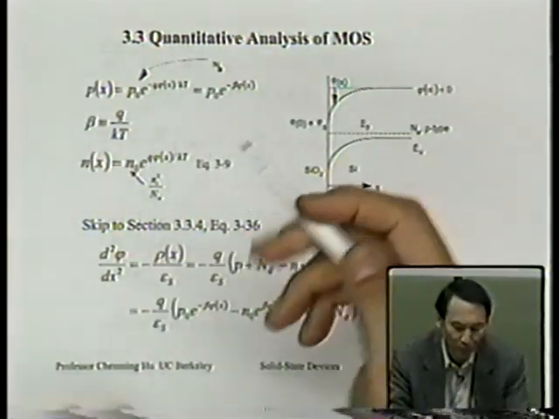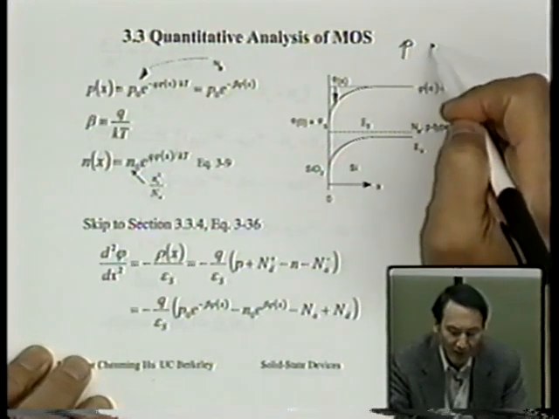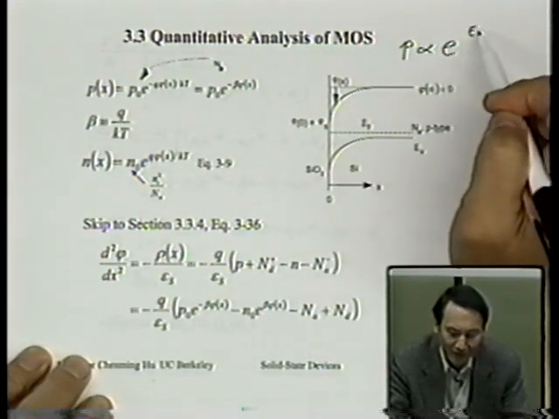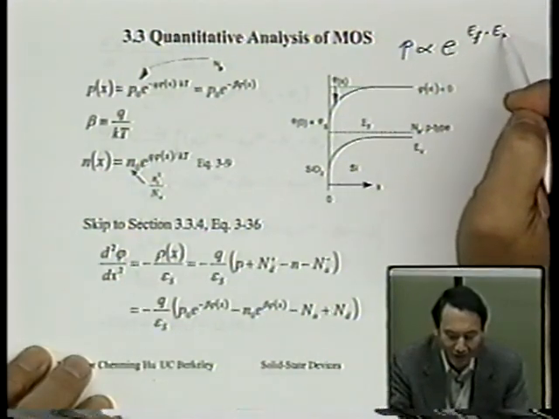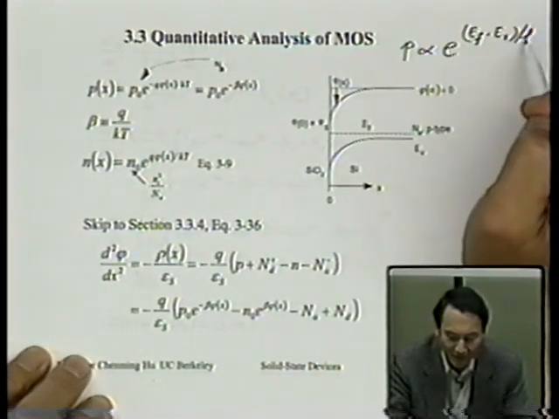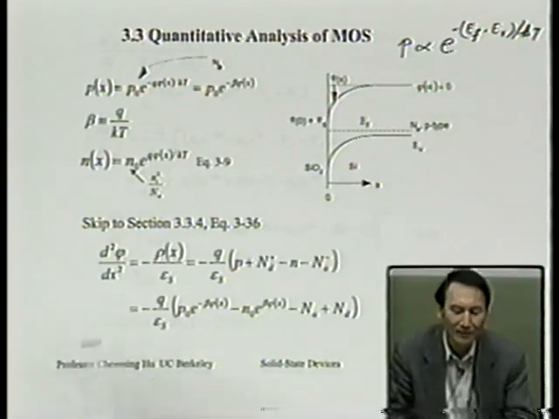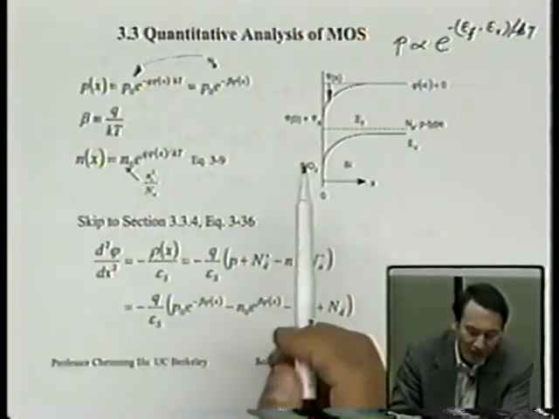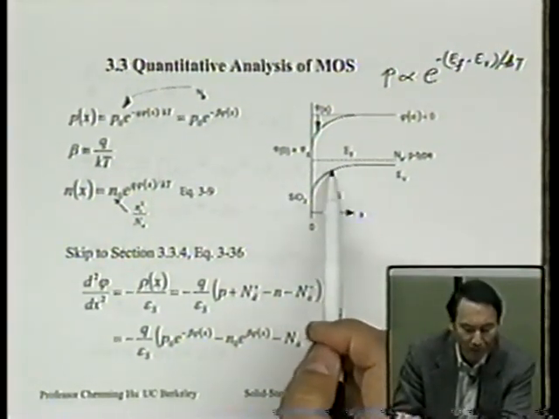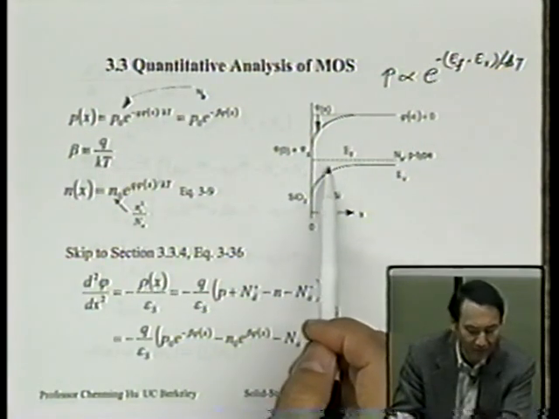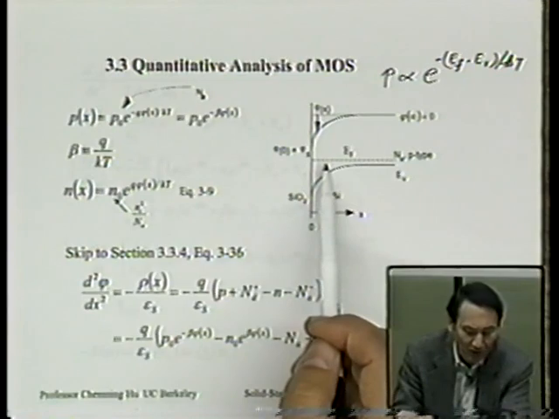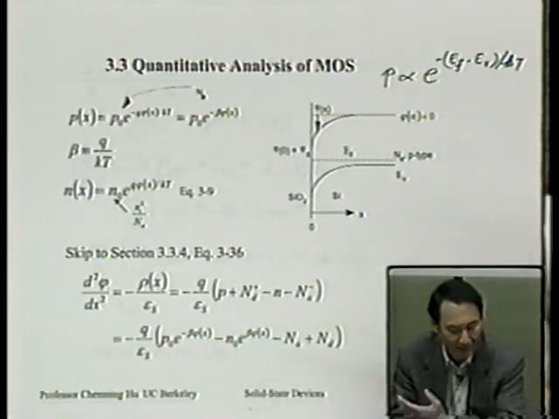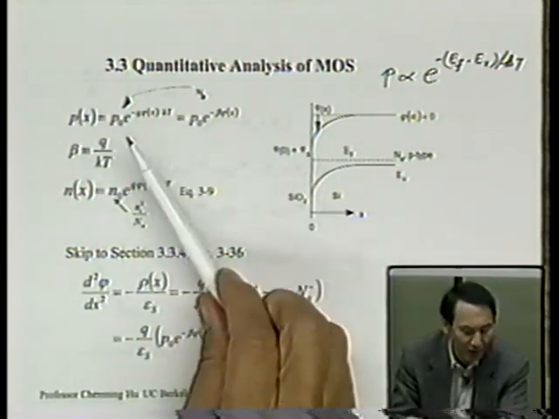This comes from the relationship that p is an exponential function of EF minus EV, I guess in this case. Is this relationship. So anytime this EV moves away from the Fermi level by 60 millivolt, the hole concentration will decrease by a factor of 10. And that's the relationship captured here.